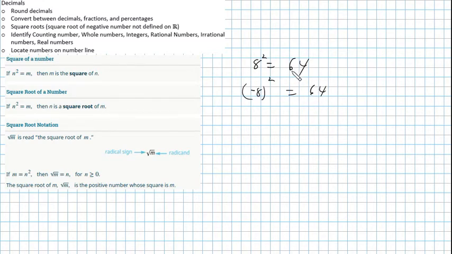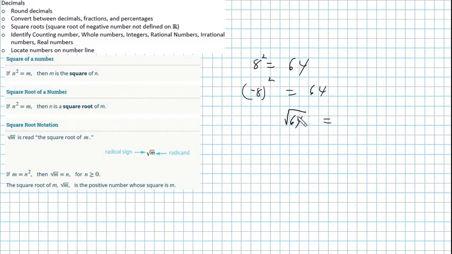I said "the" just now, I probably should have said "a." So 8 is a square root of 64, minus 8 is a square root of 64. Now we need a notation. If I want to talk about the square root of 64, I simply go like this. And of course the square root of 64 can be equal to 8 or minus 8.